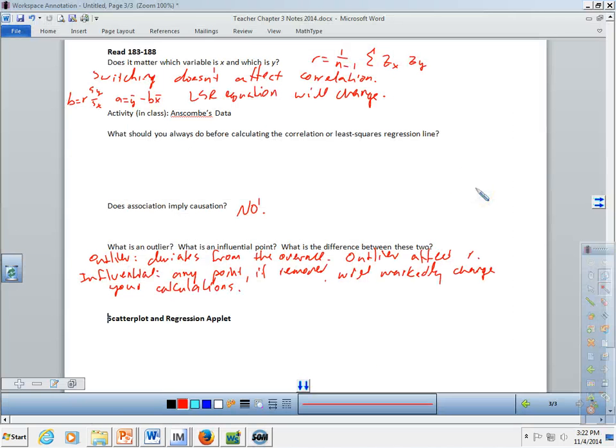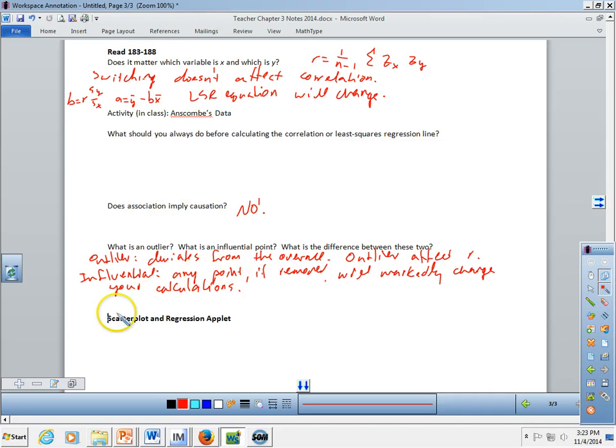So back to our question about what is an outlier, what is an influential point, and what's the difference between these two, right? So an outlier deviates from the overall pattern. It affects R, we just saw that. An influential point is an outlier, and in order for an outlier to be an influential point, it would have to adjust or affect both the slope and the y-intercept of the regression equation. Because as an outlier already, it's going to affect R.